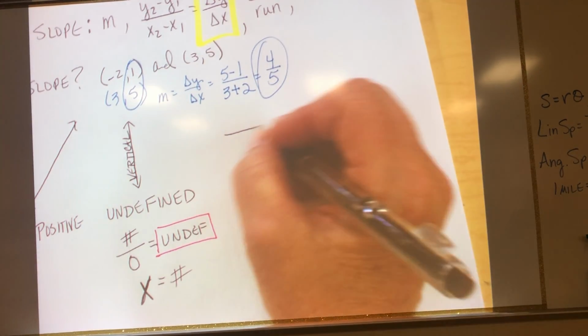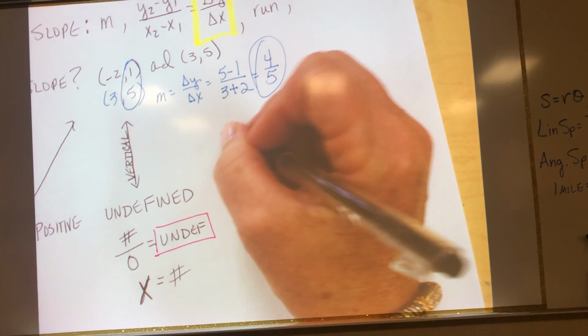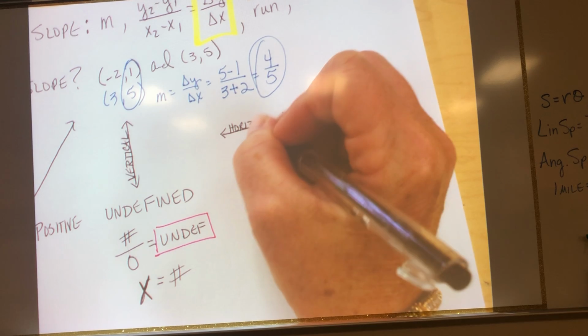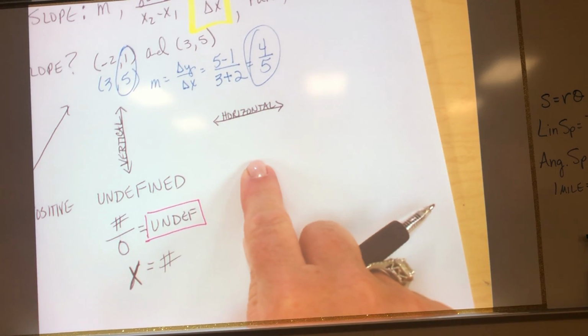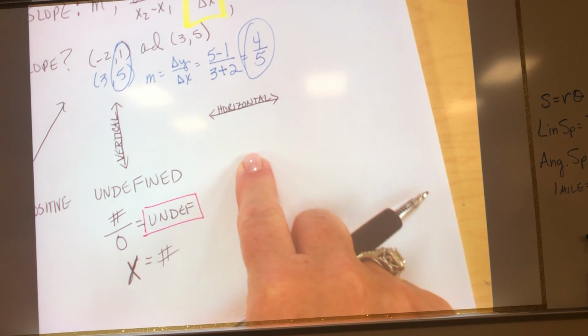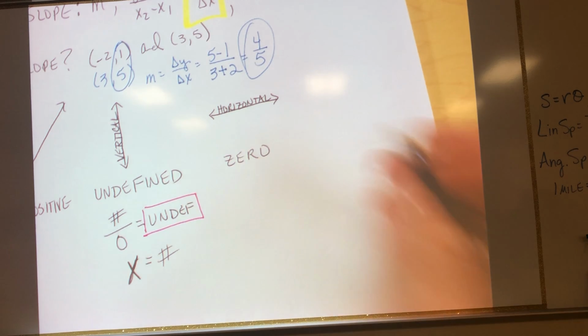All right, let's look at this line right here. What kind of line is it? It's called a horizontal line. Horizontal. Good job, Charlie. Okay, horizontal. What is its slope? It is 0 over any number, right? Its slope is 0. Okay, 0.